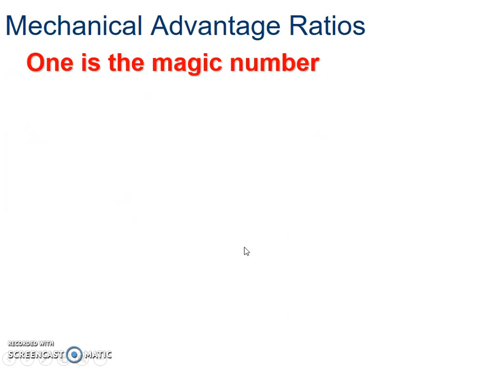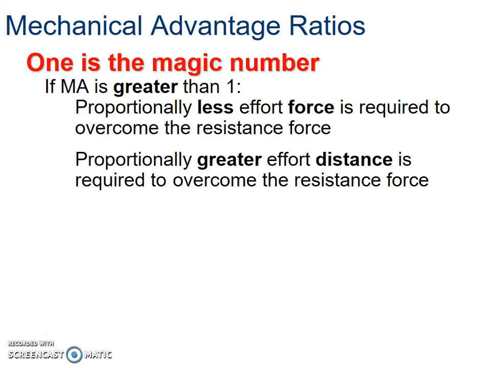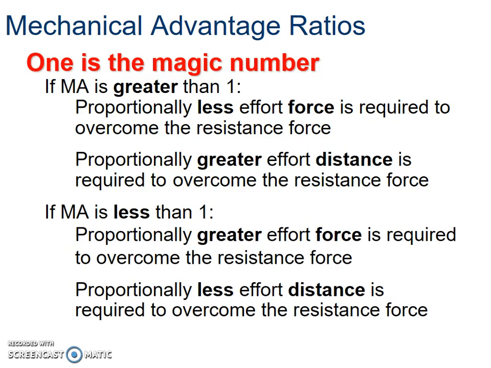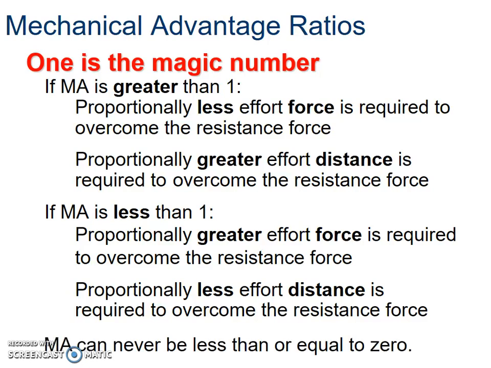Now, mechanical advantage deals with the number 1. 1 is its magic number. If a mechanical advantage is greater than 1, it means it requires less force to do that compared to its resistance, or 4 times as long to do it. But if you have a mechanical advantage less than 1, it means it's going to require more force to do that compared to its resistance. But it's going to do it in less distance.